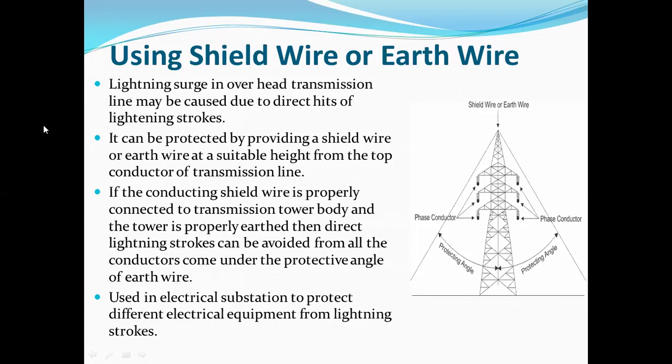So we are using different types of arresters also, right? So it can be protected by providing a shield wire or earth wire at a suitable height from the top conductor of the transmission line, right? By considering this, the top conductor is nothing but the earth conductor.